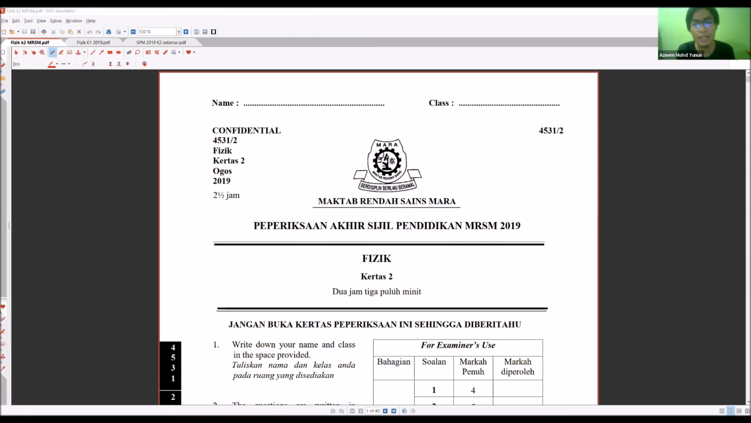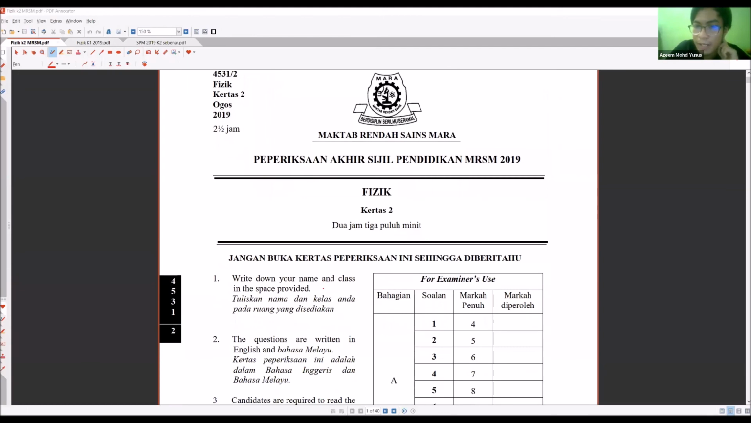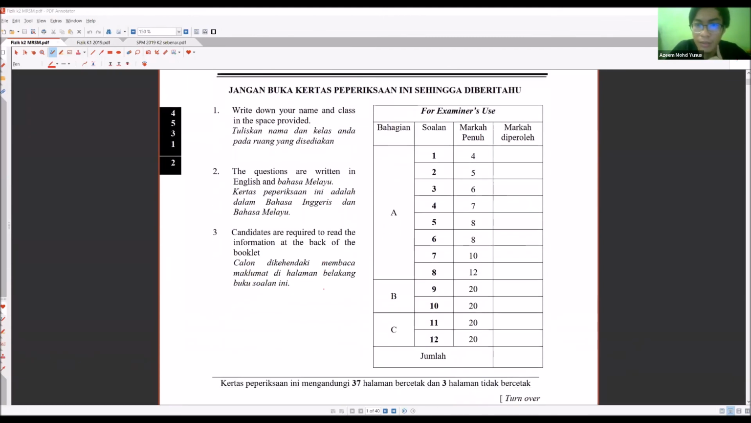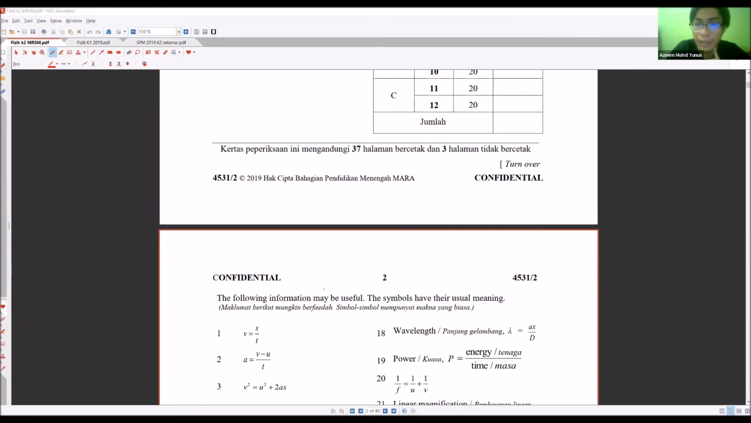So it's not really important that you know the changes, but at least you need to know the differences between the formula list given in paper 1 and paper 2. There are some minor differences. So let's look at the formula list for the MRSM trial, because this list is also different from the SPM, but it's also useful for you in order to answer the trial paper later.